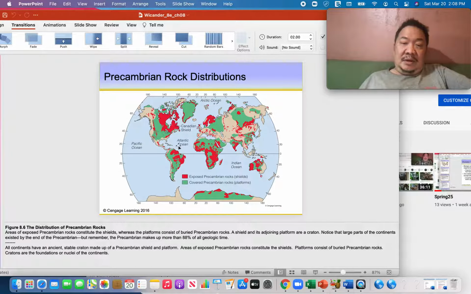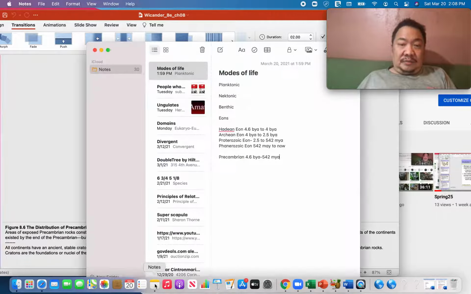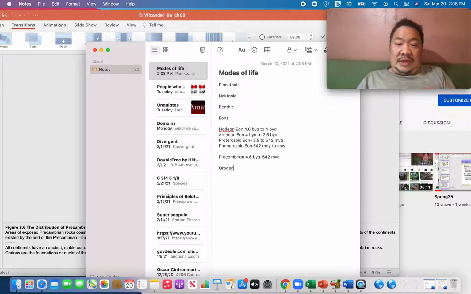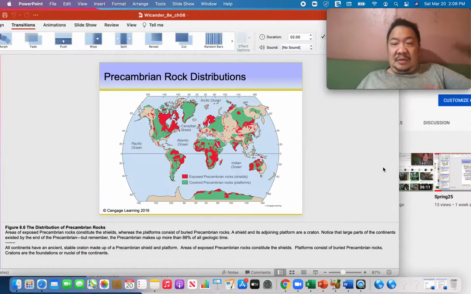Red, those are called shields. Green, those are called platforms. And the light brown areas are called orogenic belts. Orogenic belts, meaning mountain belts. Okay. So, the red areas, which we call shields, are places where we can find Precambrian rocks that are older than 542 million years old, on the surface of the Earth.